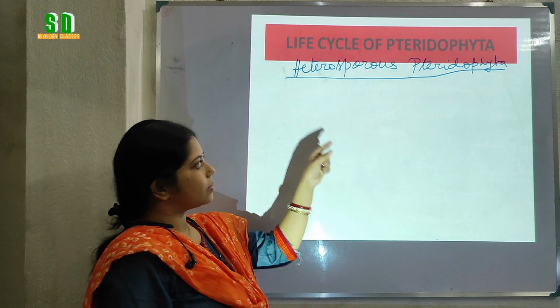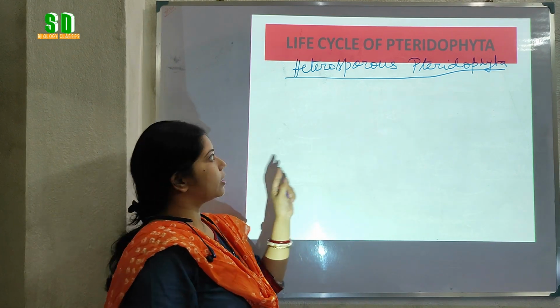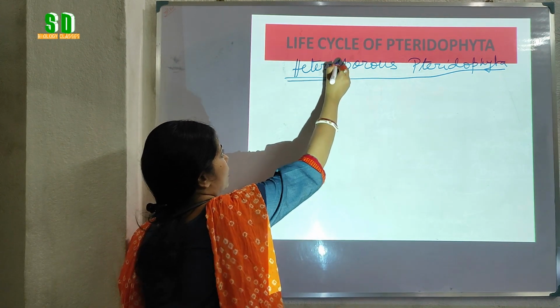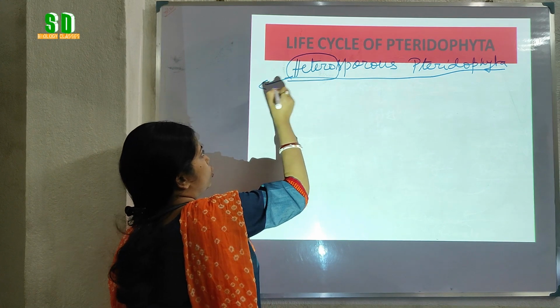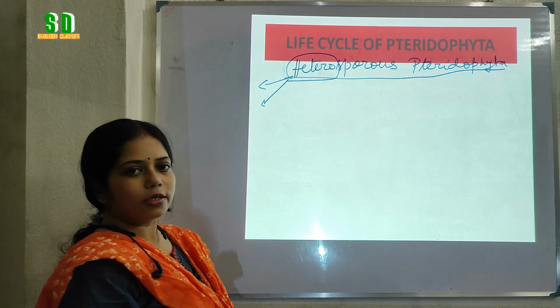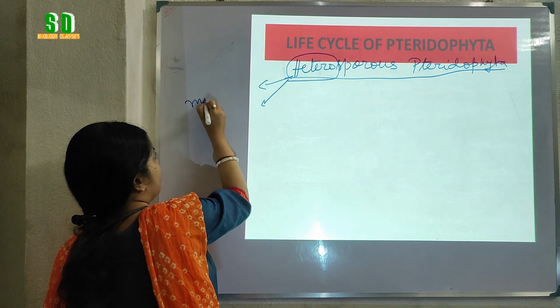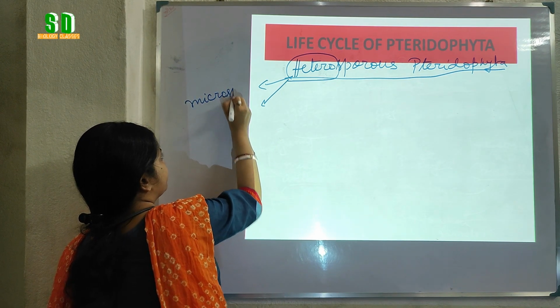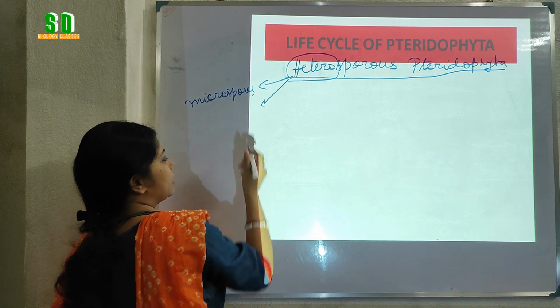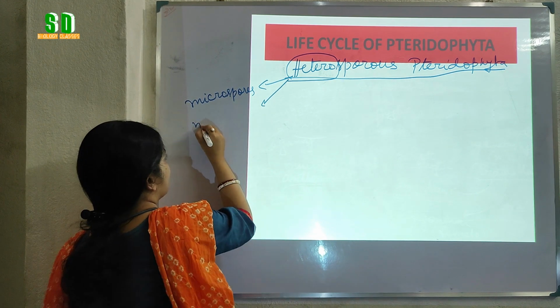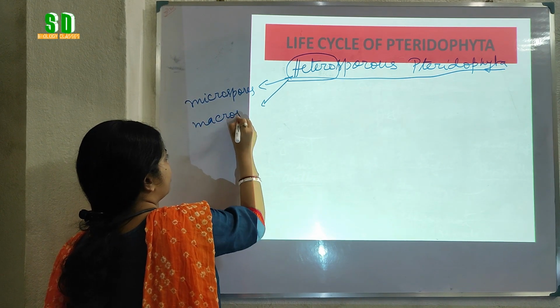Before we start the life cycle of the heterosporous pteridophyta, from the name we can understand that here two different types of spores are produced. Like the small size spores are called the microspores, and the spores which are larger in size are called the macrospores.